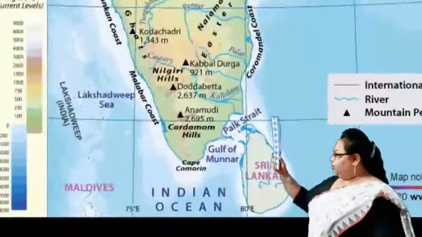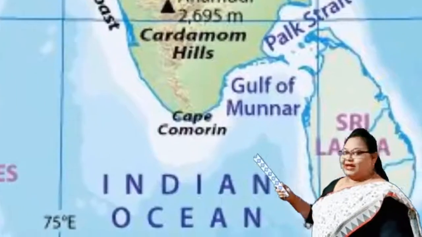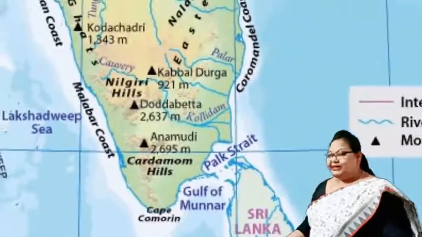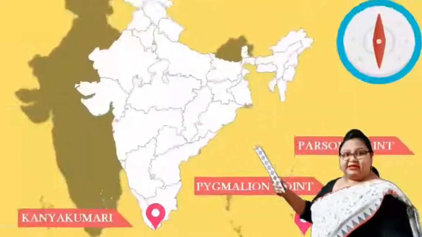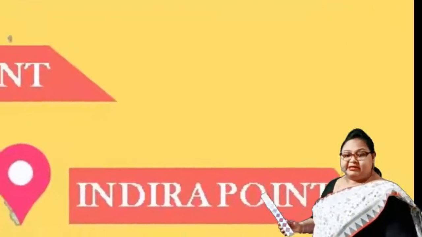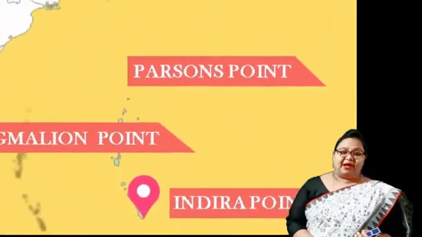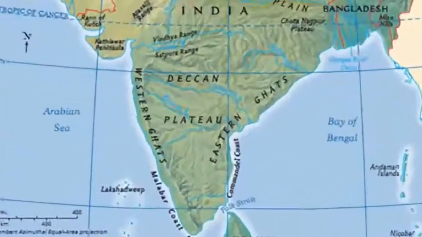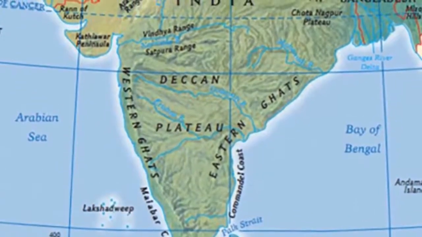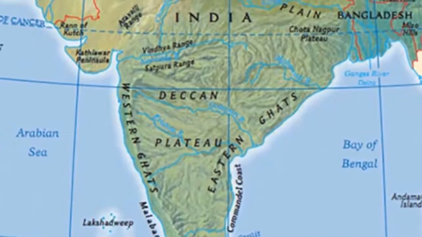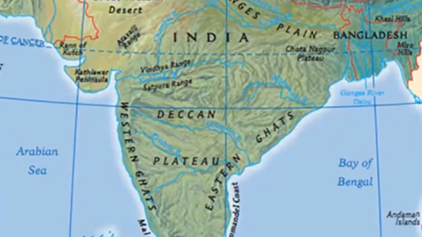Now, if you see the whole of India, children, the southernmost tip of the mainland of the country is Cape Comorin. Whereas, when you take the entire India, it is Indira Point situated in Andaman and Nicobar Islands. The southern part of India is a peninsula. It divides the northern part of the Indian Ocean into the Arabian Sea on the western side and the Bay of Bengal on the eastern side.